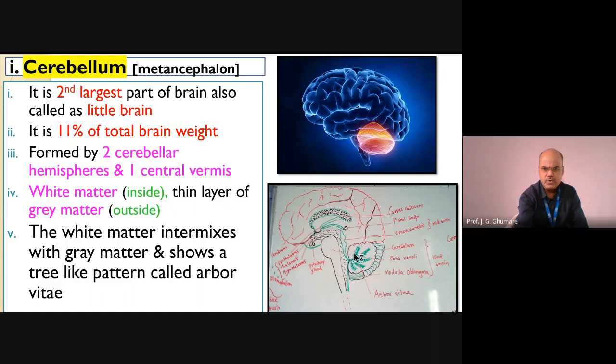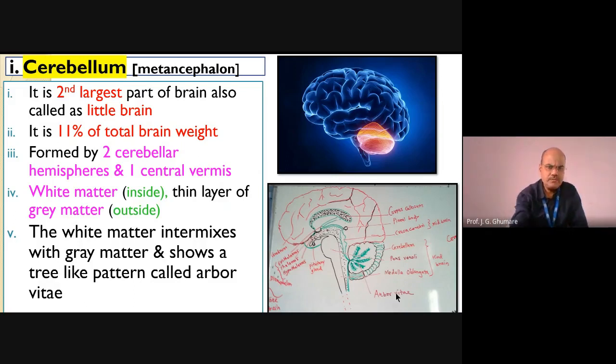Here, in this section I'm showing, the white matter will intermix with the gray matter and that will form a palm tree-like structure. And this is called arbor vitae. Remember, very important multiple choice question. I'll repeat: in the cerebellum, on the vermis, white matter will intermix with gray matter, and that will form a palm tree-like structure here. This is called arbor vitae, an important structure.